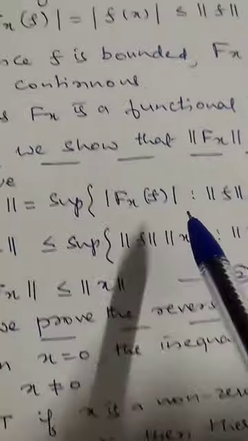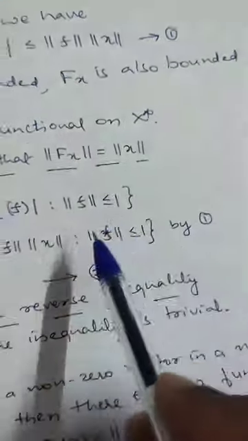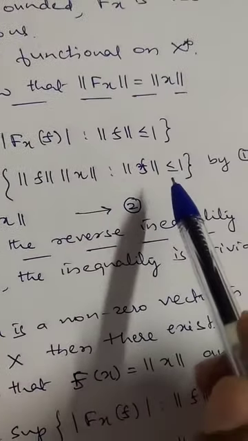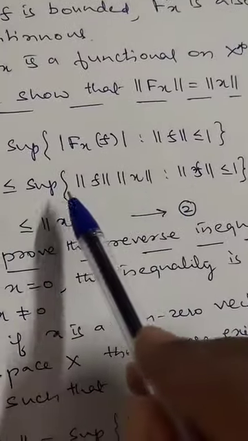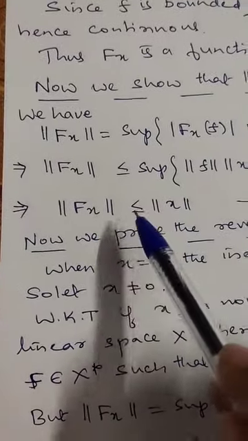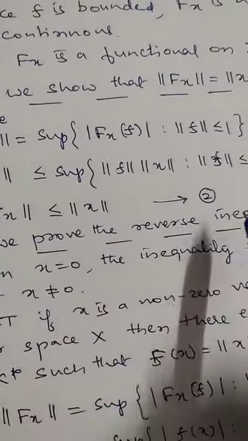Just now we have shown that |Fx(f)| is less than or equal to norm of f into norm of x. So this is less than or equal to norm of f into norm of x such that norm of f is less than or equal to 1. Norm of f less than or equal to 1 means the supremum of these values is less than or equal to norm of x. Therefore, we have shown norm of Fx is less than or equal to norm of x. Call this number 2.